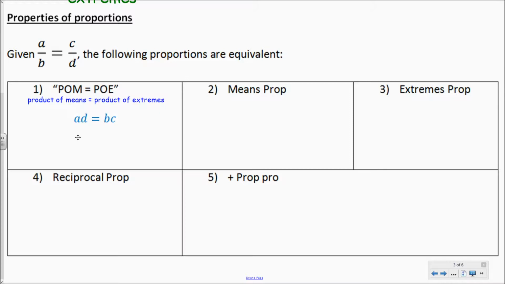Now, cross-multiplying is a special application of what's called the product of the means is equal to the product of the extremes, which we abbreviate by POM equals PO.